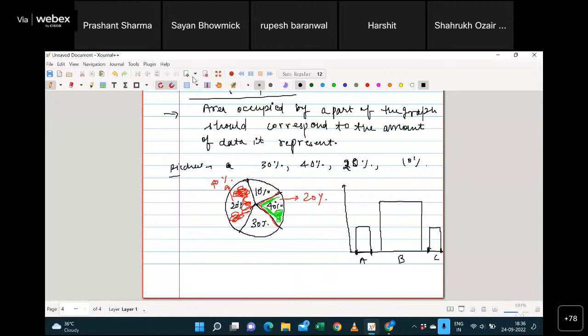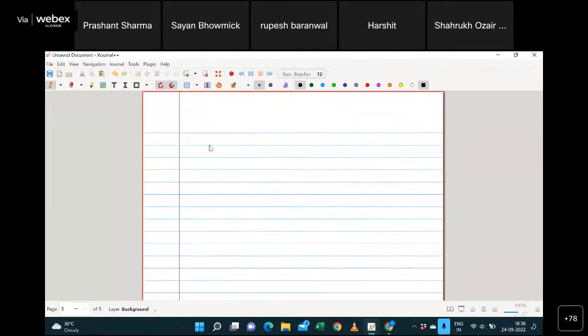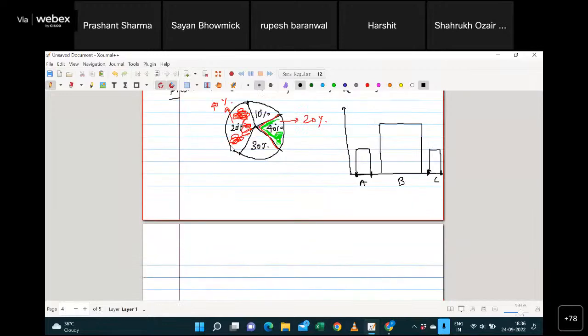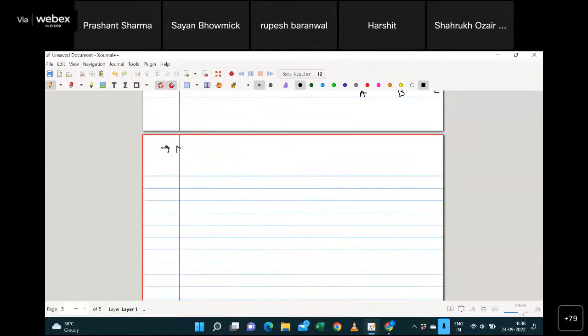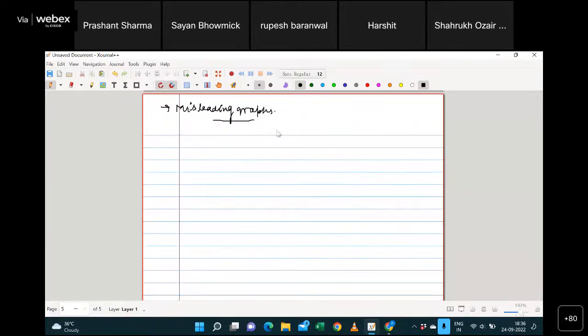Now come to the next topic, which is the misleading graph. Such things come under the area principle: misleading graphs and so on. It means if a graph does not follow the area principle, then it's a misleading graph, right? Suppose I draw a bar chart. Let me draw a bar chart for a second. Suppose this is my category A, then B, C, D.